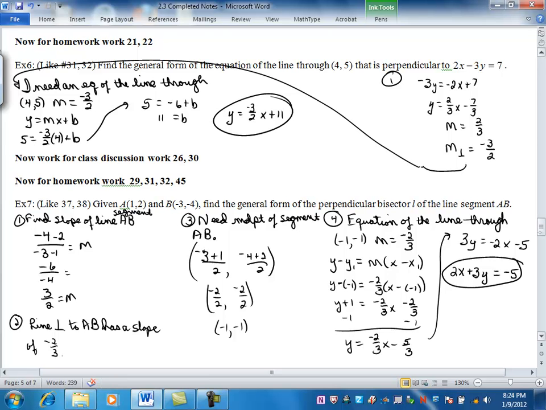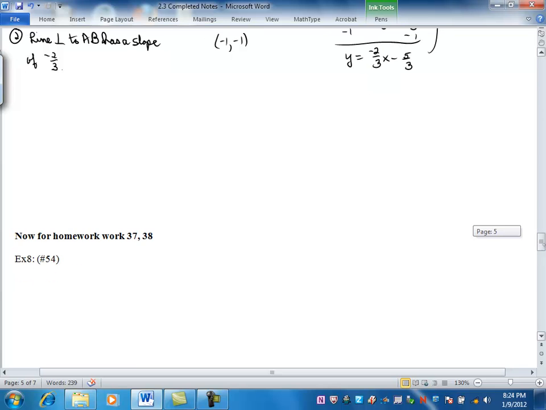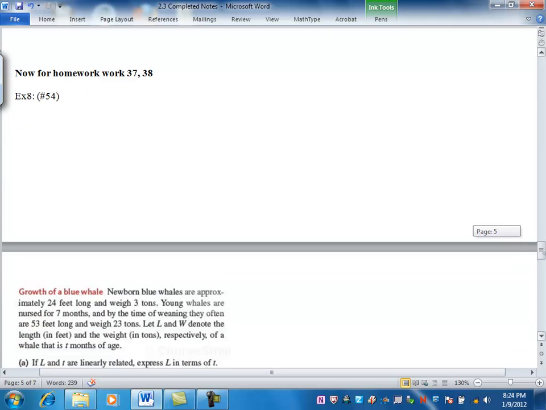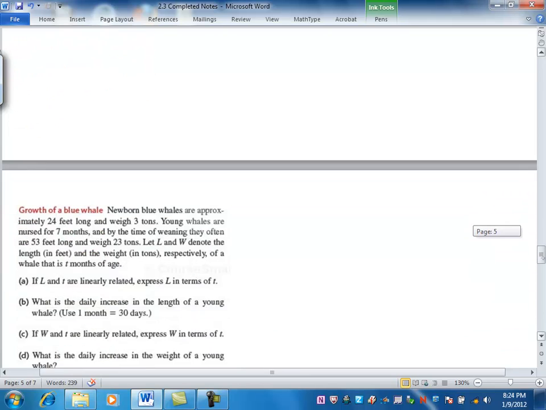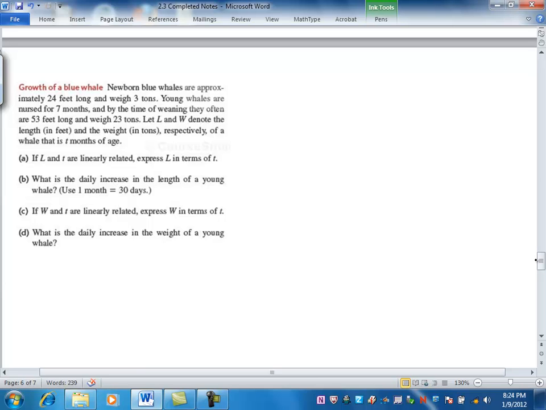And so now, for homework, please look at problems 37 and 38. Meanwhile, we're going to look at problem 54 from the problem set. Talking about here the blue whale, the newborn blue whales. They're approximately 24 feet long and they weigh about 3 tons. Young whales are often nursed for 7 months, and by the time of weaning, they often are 53 feet long and 23 tons in weight.